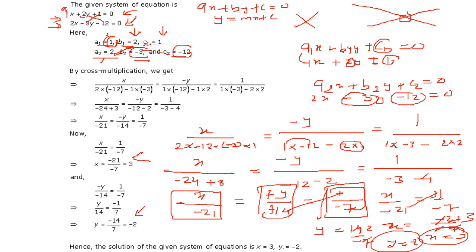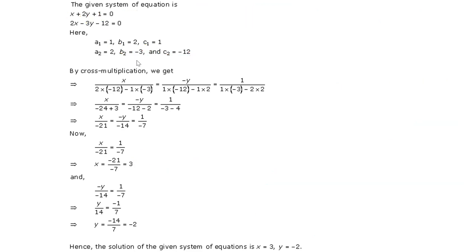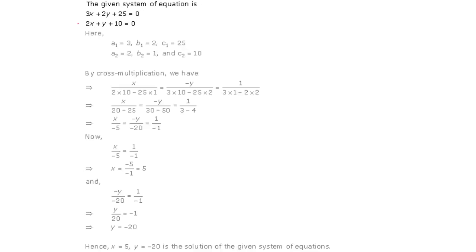So this is the solution. Next, all questions are like this, most of the questions. So here a1 is 3, b1 is 2 and c1 is 25. a2 is 2, b2 is 2 and c2 is 10. Please remember that you have to take the negative sign also.